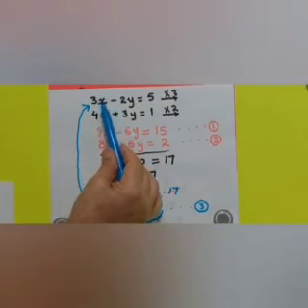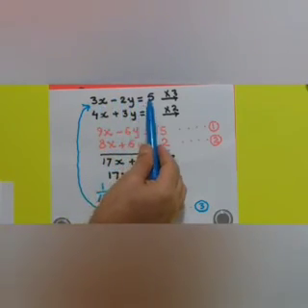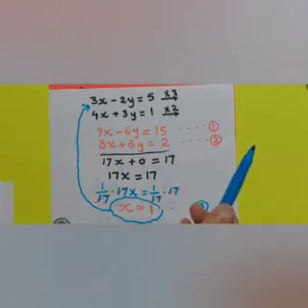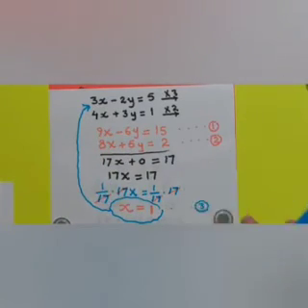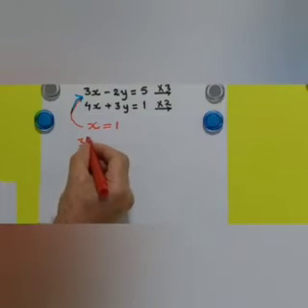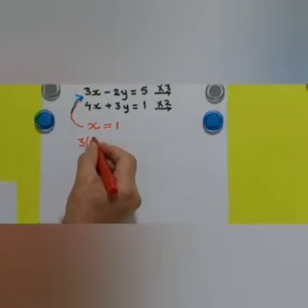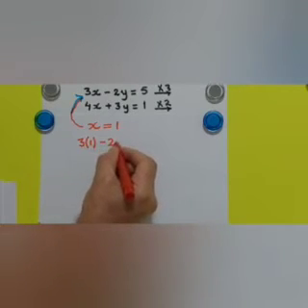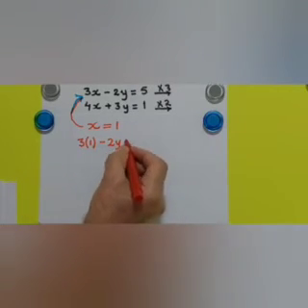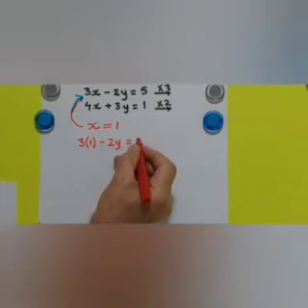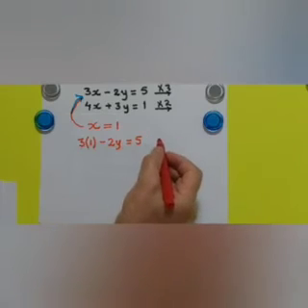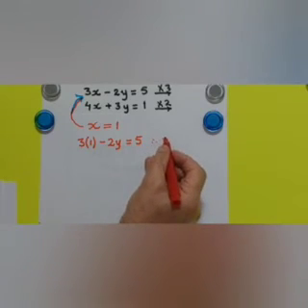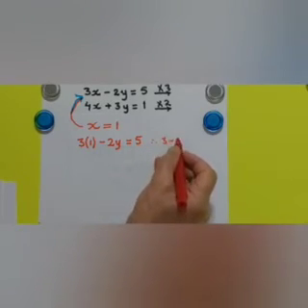Here, when we put 1, so 3 times 1, that means 3, minus 2y is equal to 5. So we got only one variable, and we can find it. By this way, we can get the value of y. Here, 3 times 1, that means 3, minus 2y is equal to 5.